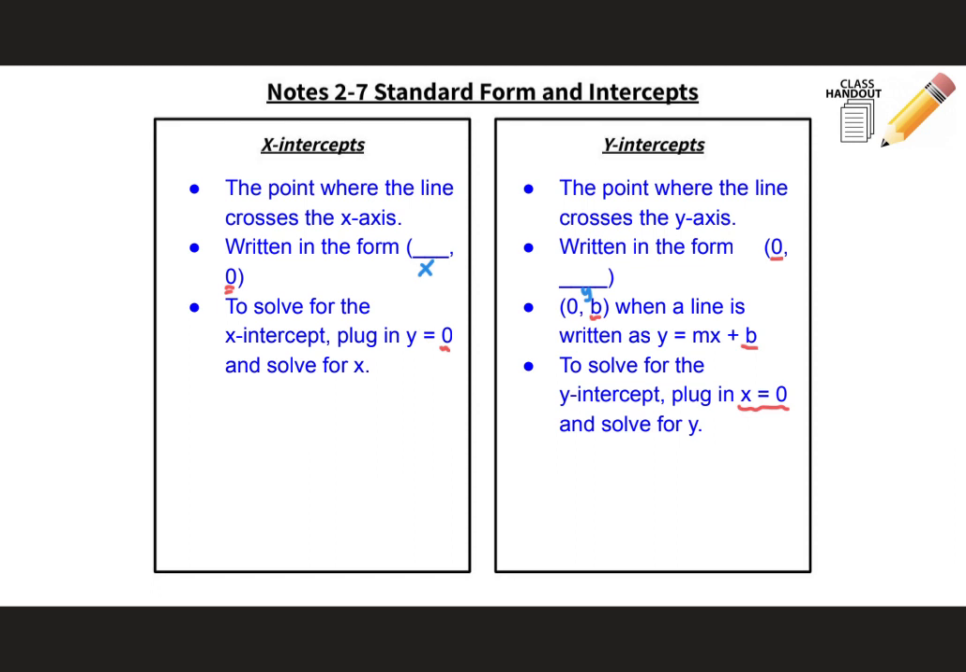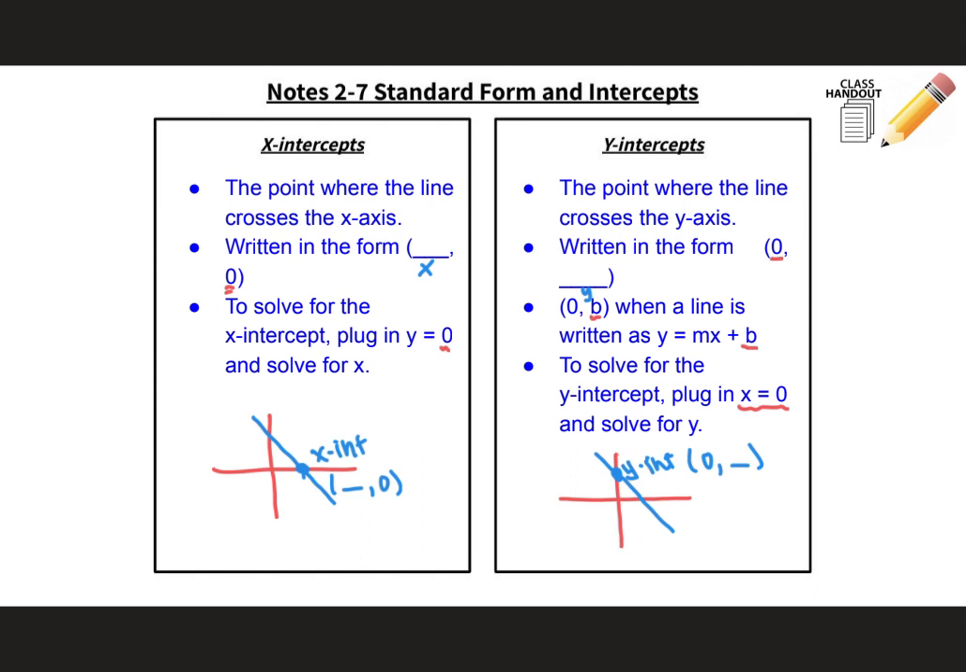To get a little visual here, if we have our coordinate plane and we graph our line right here, this is going to be my x-intercept, and the coordinates for this point are going to be (something, 0), whatever it is on the x-axis. And for a y-intercept, our line might look something like this. This is our y-intercept, and the point would be written as (0, something), because any point on the y-axis is always going to be (0, something).